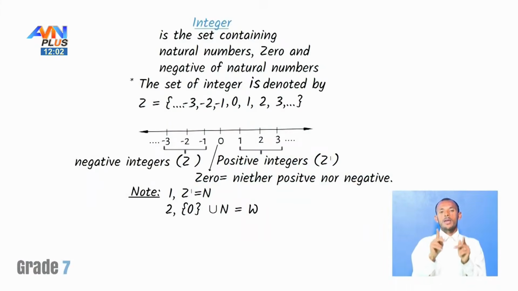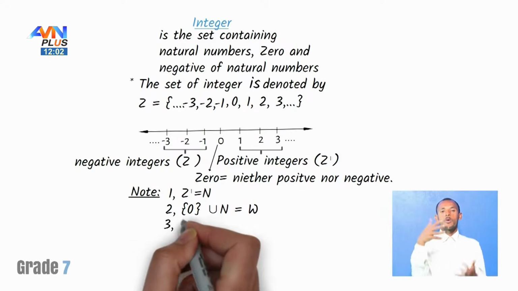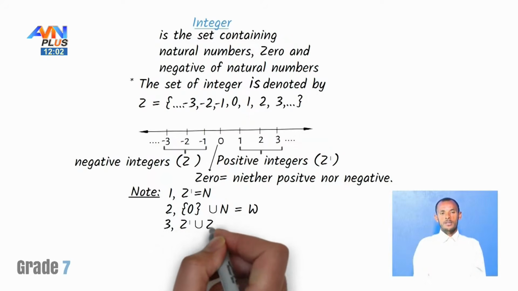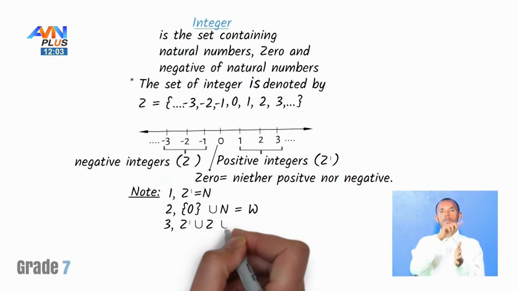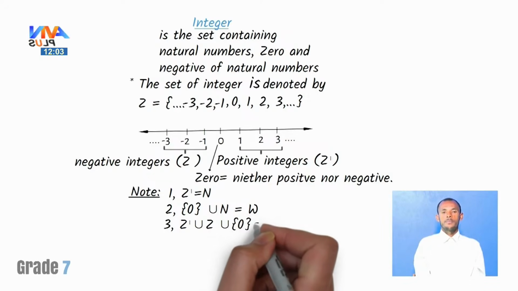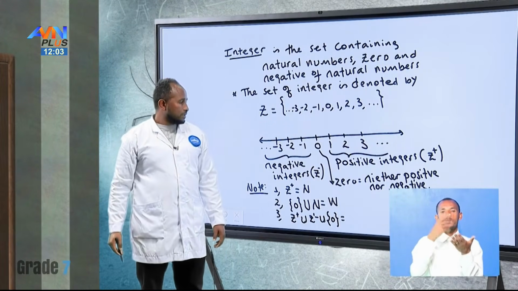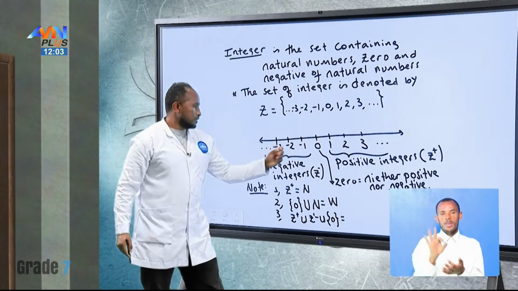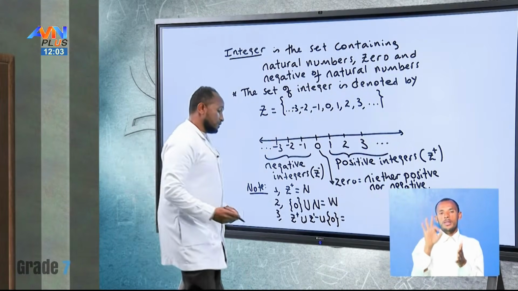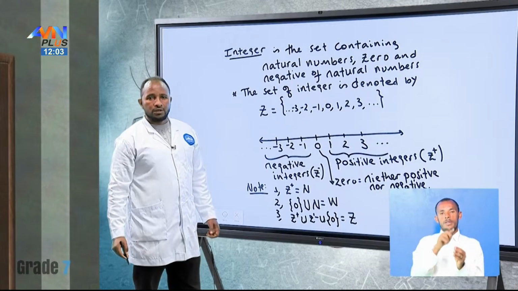Okay, let's see this one. What do you get if you mix positive integers, negative integers, and 0? If you take the union of these three, what do you get? If you mix 0 with the positive and negative integers, you get the whole set of integers. That's right. Therefore, you get the set of integers, Z.